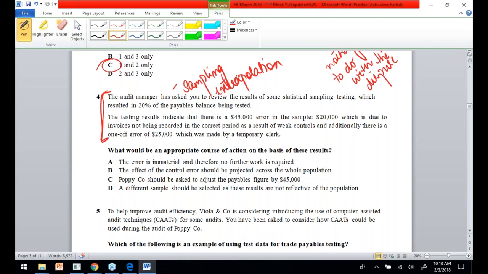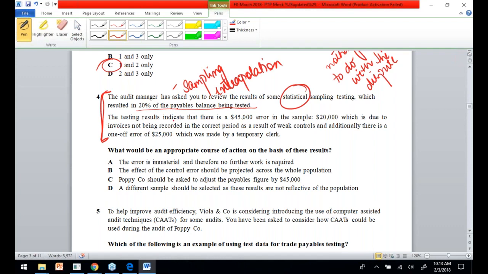The question is the audit manager. Now, this question is a trick question. Remember, take 2 minutes to read the question. Everyone, read the question. Tell me, what do you think is the right answer? The audit manager has asked you to review the results of some statistical sampling testing. Remember, the key over here is statistical sampling, which means that you can extrapolate. Extrapolation does not work in non-statistical sampling, which resulted in 20% of the payable balance being tested.